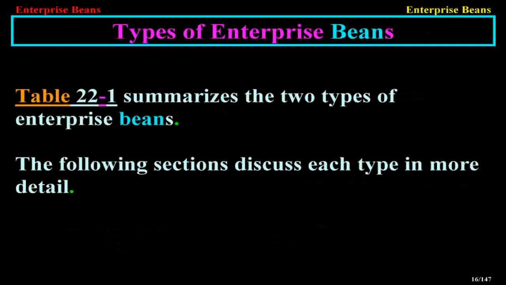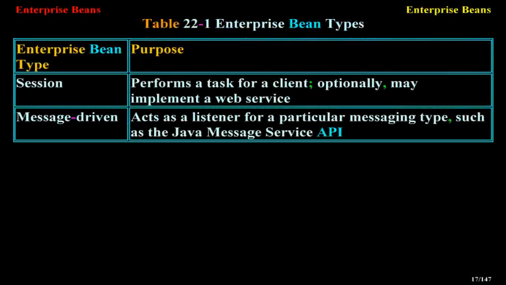Types of Enterprise Beans. Table 22-1 summarizes the two types of Enterprise Beans. The following sections discuss each type in more detail. Table 22-1 Enterprise Bean Types. Enterprise Bean type, purpose. Session: performs a task for a client. Optionally, may implement a web service. Message-driven: acts as a listener for a particular messaging type, such as the Java Message Service API.